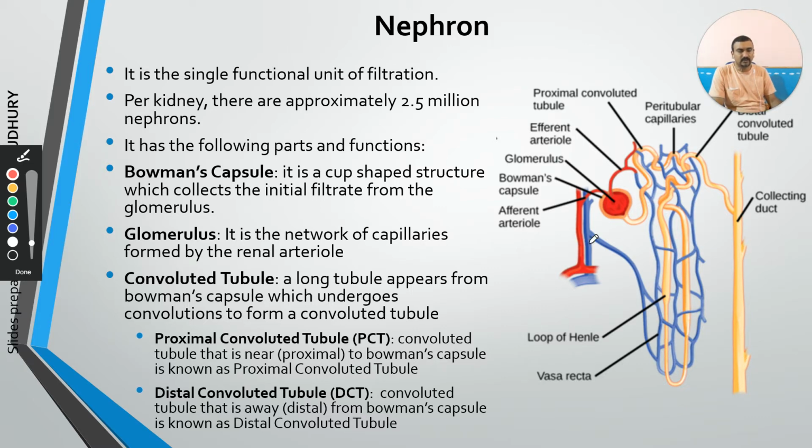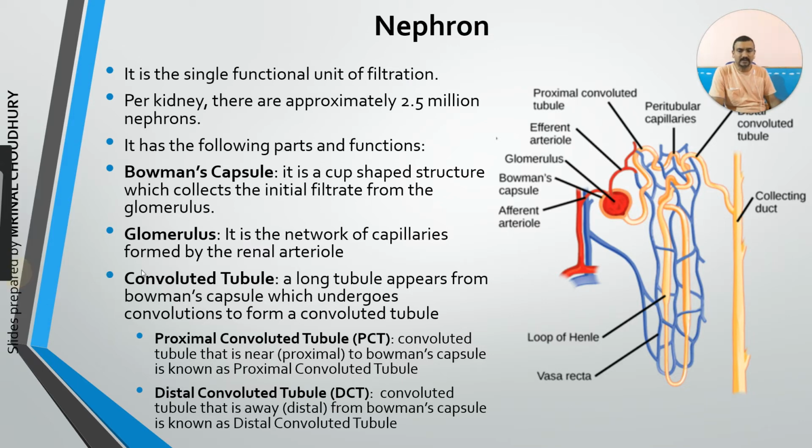Looking at the structure once again, we have a cup-shaped Bowman's capsule, then a convoluted structure called as proximal convoluted tubule. The proximal means nearby. So it's near the Bowman's capsule, so we call it as proximal convoluted tubule. Then forming a U-shaped tube called as loop of Henle. The two limbs are called as the descending limb of loop of Henle and then ascending limb of loop of Henle. These are the two different limbs. Then again there is a convolution called as distal convoluted tubule. Distal means which is away from the Bowman's capsule, opening into collecting duct.